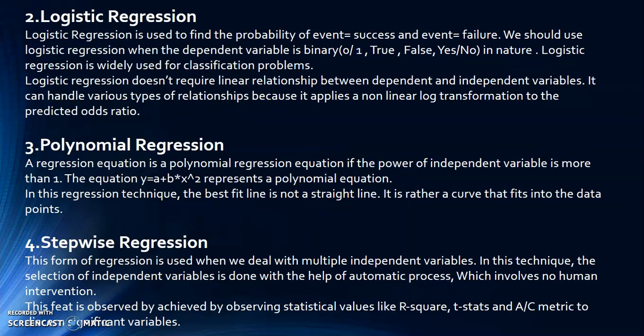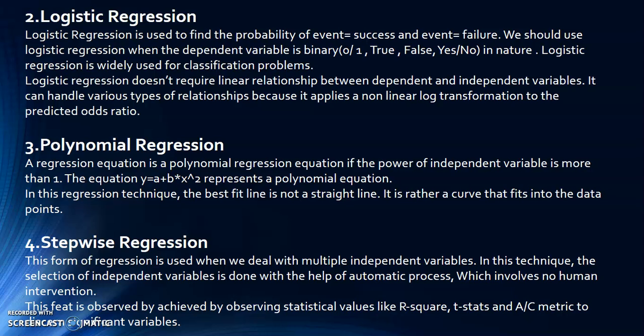Next, logistic regression. Logistic regression is used to find the probability of event equals success and event equals failure. We should use logistic regression when the dependent variable is binary, that is zeros and ones, true or false, yes or no in nature. Logistic regression is widely used for classification problems. Logistic regression does not require a linear relationship between dependent and independent variables. It can handle various types of relationships because it applies a non-linear log transformation to the predicted odds.